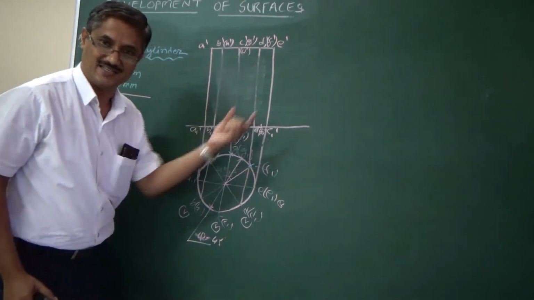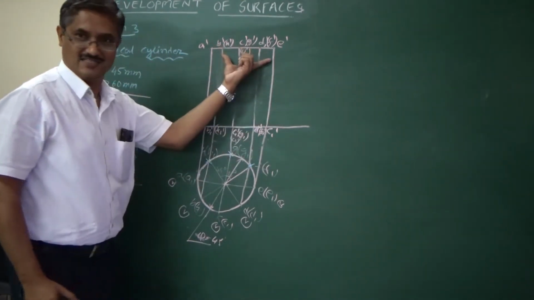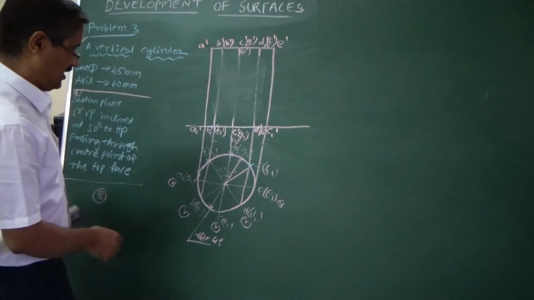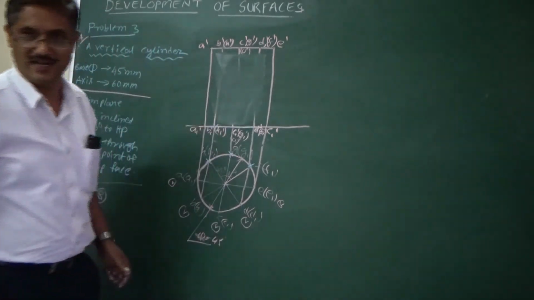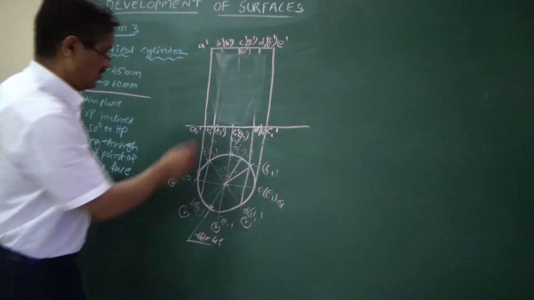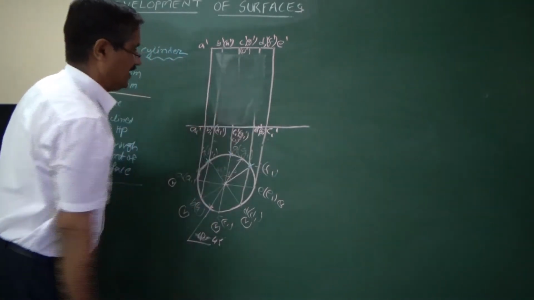Better not to write this. You can just draw this and this. So this is what I want to tell you. No need of drawing the in-between line. You can just transfer that to the top and bottom face. So now you have got all the markings here.